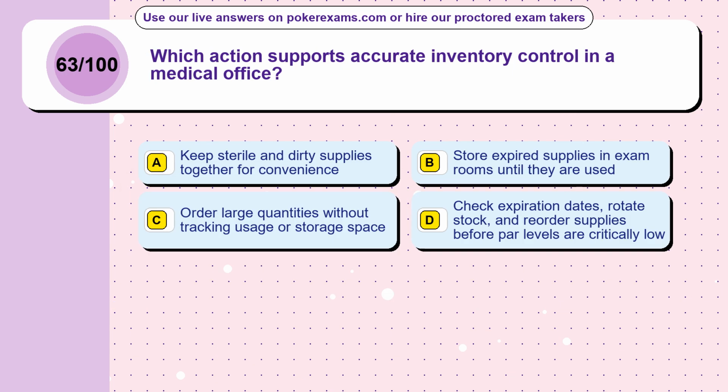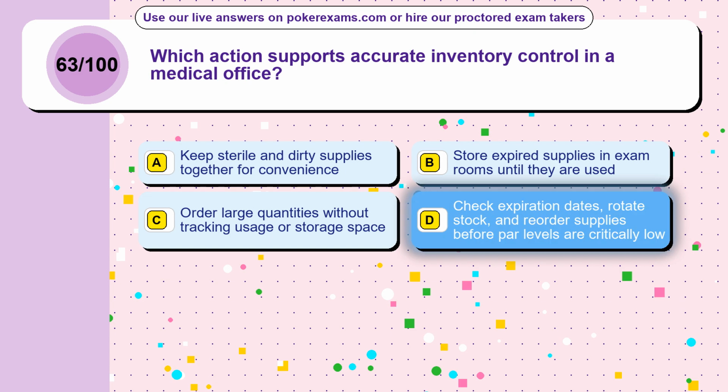Question 63. Which action supports accurate inventory control in a medical office? Option A. Keep sterile and dirty supplies together for convenience. Option B. Store expired supplies in exam rooms until they are used. Option C. Order large quantities without tracking usage or storage space. Option D. Check expiration dates, rotate stock, and reorder supplies before par levels are critically low.